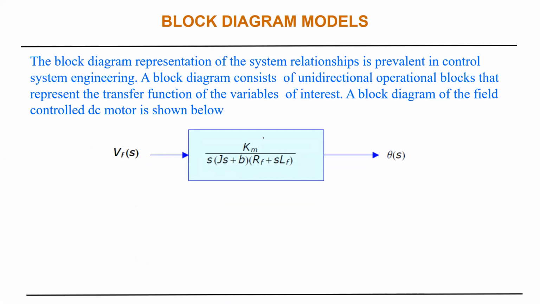So this is the transfer function of a field-controlled DC motor. It relates the voltage in the field to the position, to theta. What's important here is that the relationship is unidirectional. So when you find theta of S over V of S, what's it equal to? It will be equal to the reciprocal of the block. Okay, exactly. But I cannot reverse the direction.